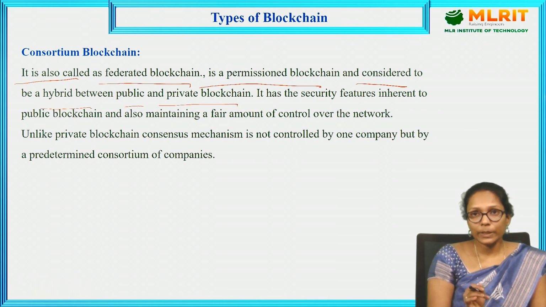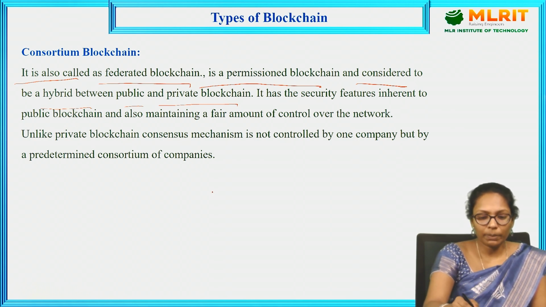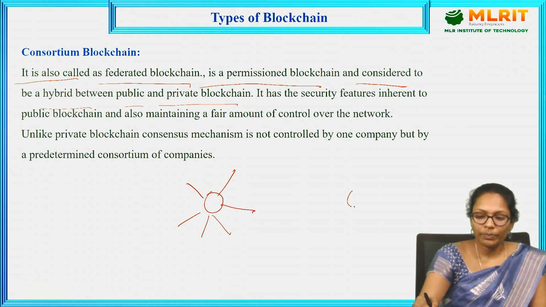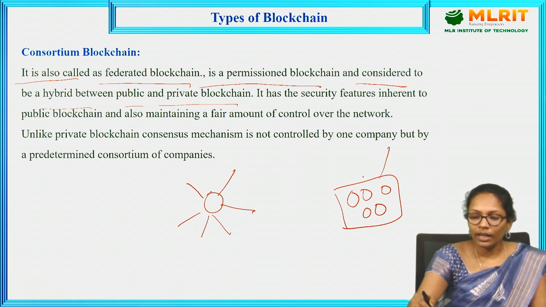But still it is a permissioned blockchain. Permissioned in the sense that some central authority will be there to control or monitor the transaction. So the difference between the private and the consortium is, in the private we have especially one central authority to monitor the transaction. But in the consortium, a group of companies form a consortium and they will be the central person here.